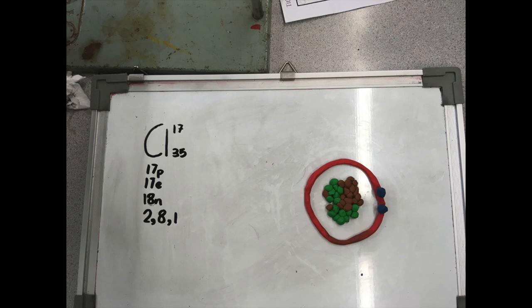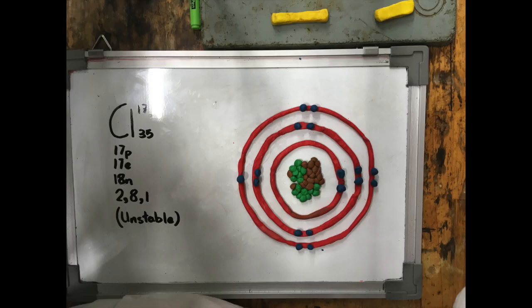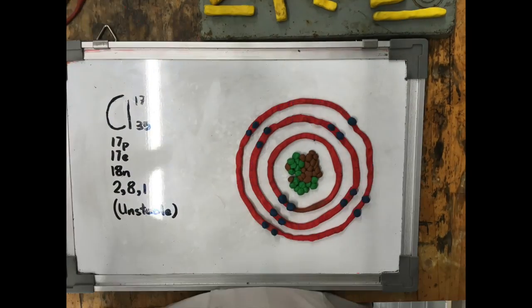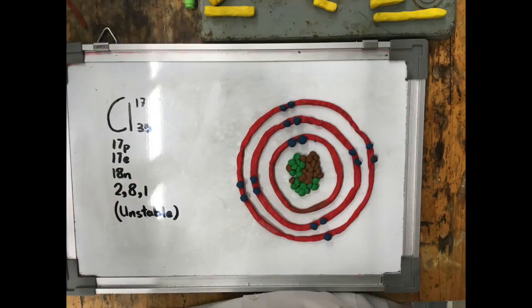The electron configuration is 2, 8, 7. The third shell of this atom, which can hold up to 8 electrons, is not full. To become stable, chlorine needs to gain just 1 electron, filling its outer shell.